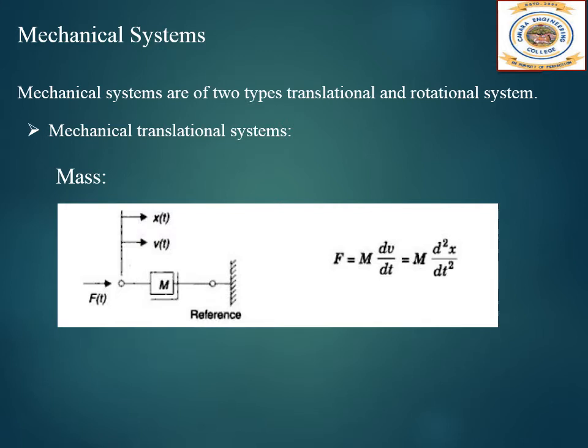Mechanical systems are of two types, translational and rotational systems. First we learn about the translational system. The translational system has three elements: mass, damper and spring. The first one is the mass.